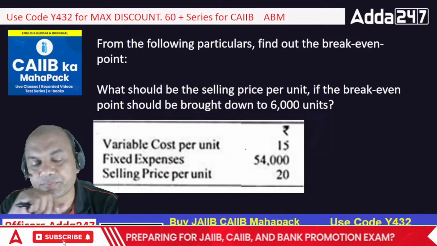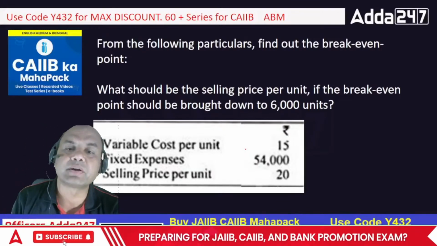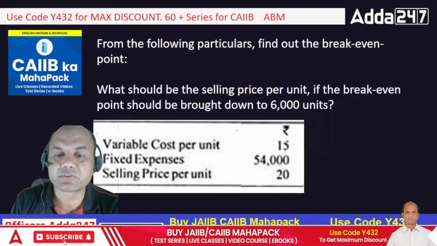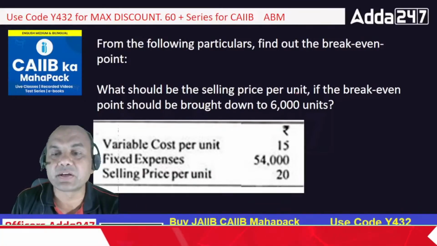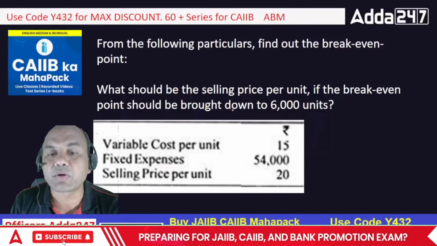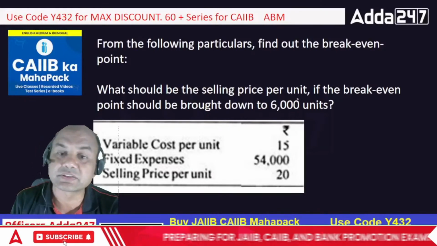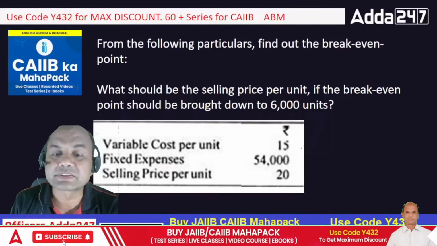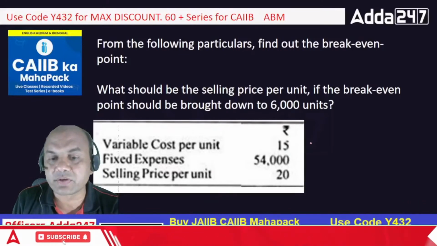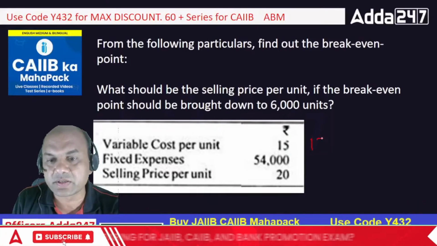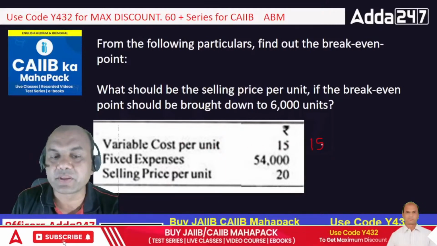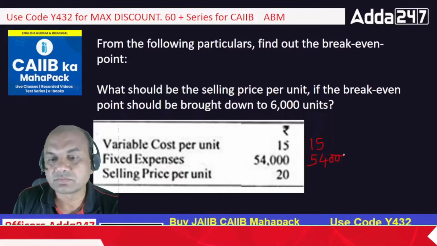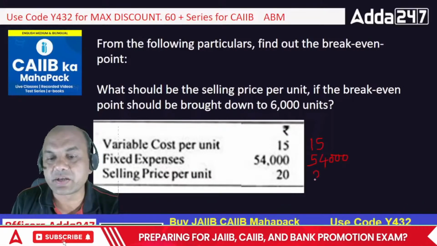Let's solve one more. From the following particulars, find out the break-even point. What should be the selling price per unit if the break-even point should be brought down to 6,000 units? This is another problem. Variable cost per unit is 15, fixed expenses are 54,000 and selling price per unit is 20.